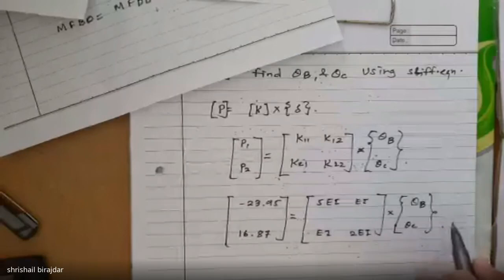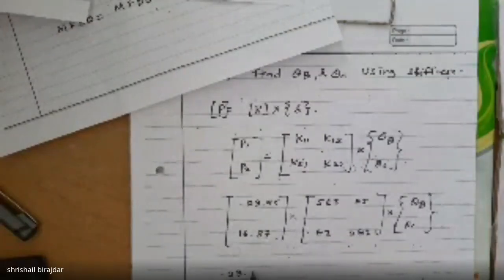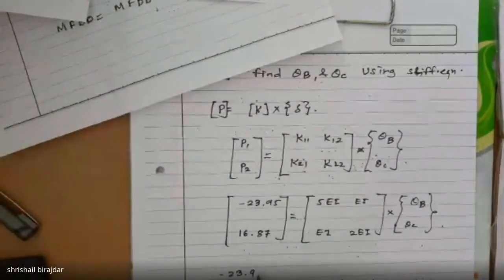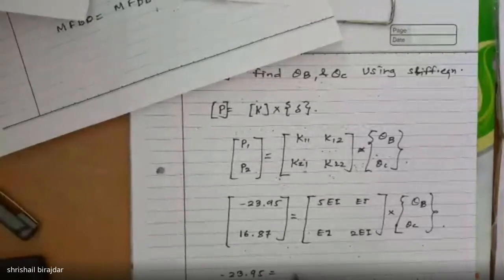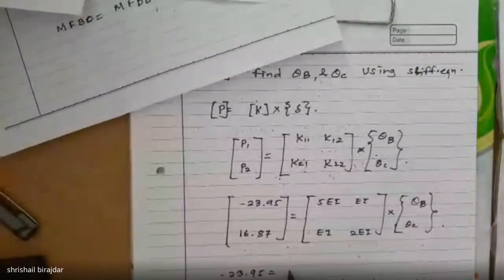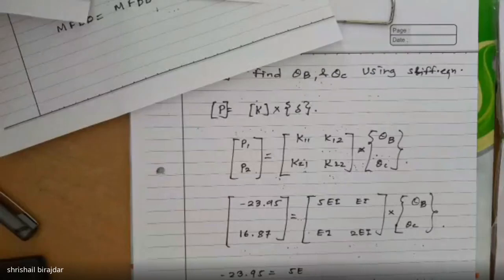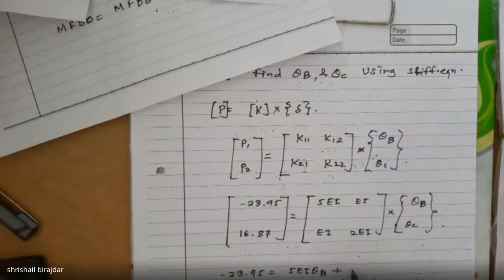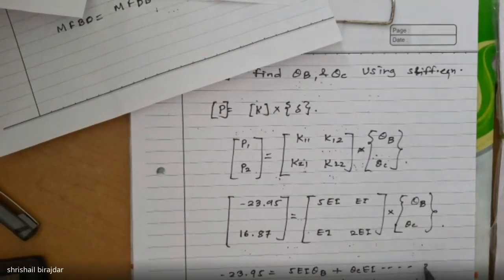Let me know the equation then. 23.95 equals 0.5 EI theta B plus theta C EI. This is equation number 1.